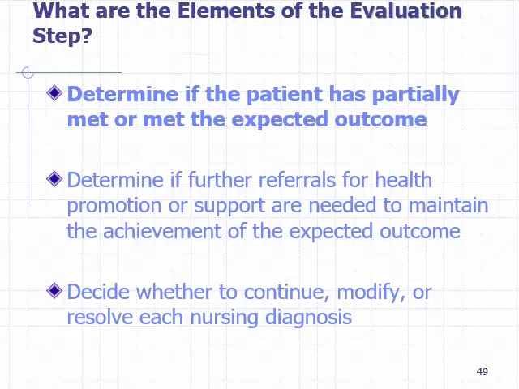So when you're doing your evaluation, you need to determine whether or not the patient has met, partially met, or not met their expected outcome. Compare the patient's current status to the identified outcome. Is the patient progressing towards meeting the outcome? And if not, why? You want to determine if further referrals for healthcare promotion or support are needed to maintain the achievement of the expected outcome. Should the patient be followed by a home health nurse following discharge? And decide whether to continue, modify, or resolve each nursing diagnosis.